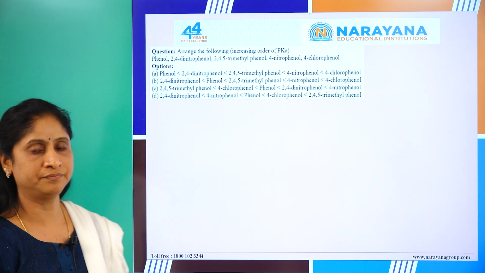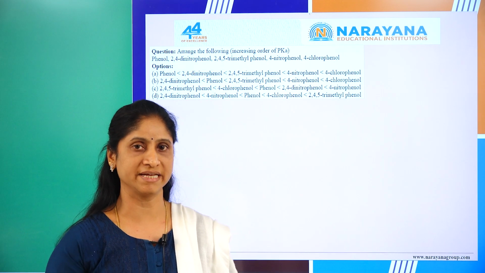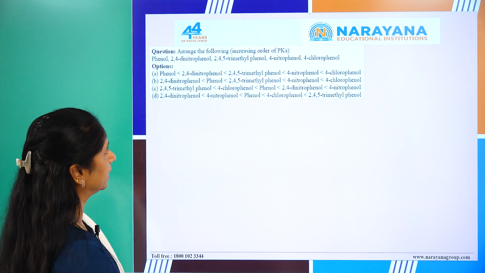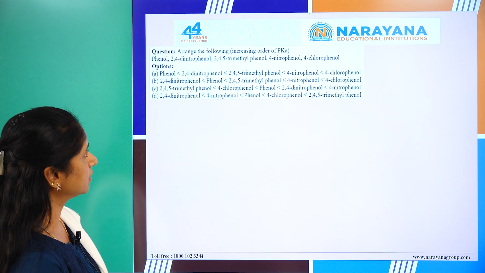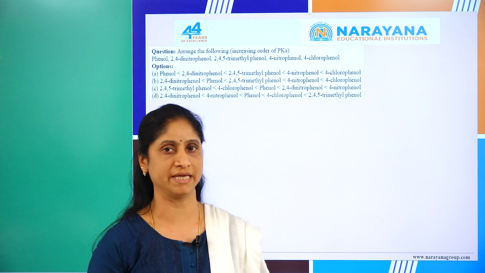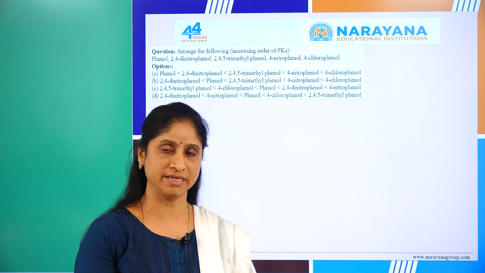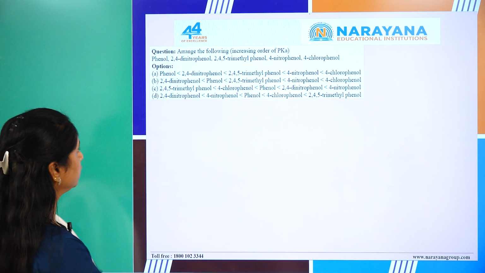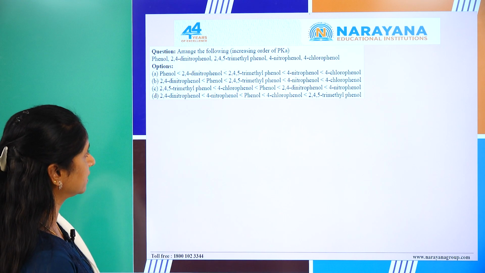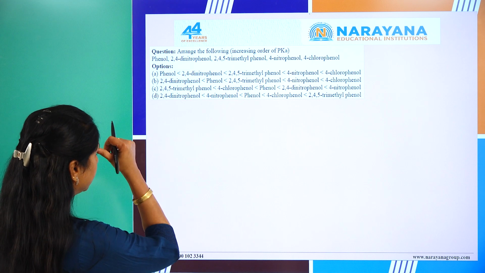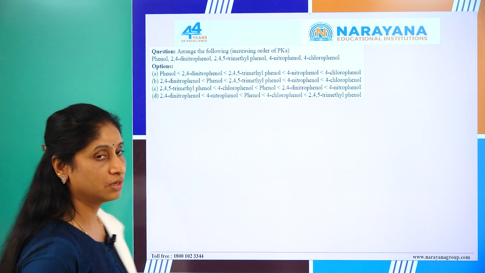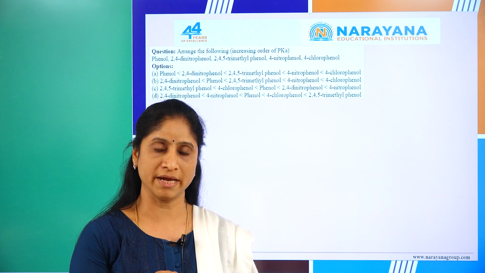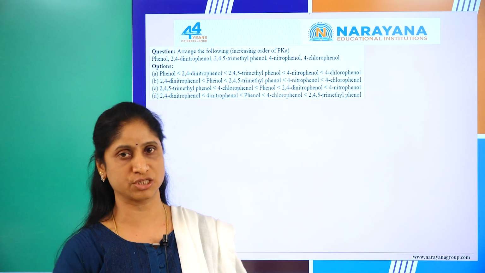This is from GOC, based on acidic strength. They are asking to arrange the following substituted phenols in the increasing order of pKa. Greater the acidic strength, greater is the Ka value, but lower is the pKa value. Actually these are the options some of the students are saying, but here the correct answer can be based on this: the presence of electron withdrawing groups increases the acidic strength.